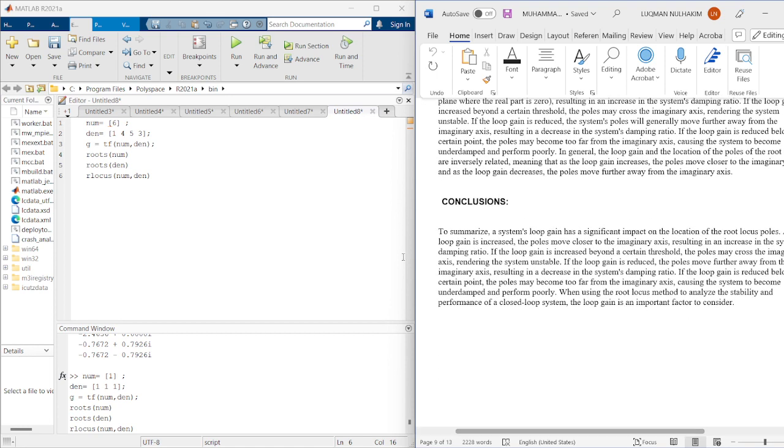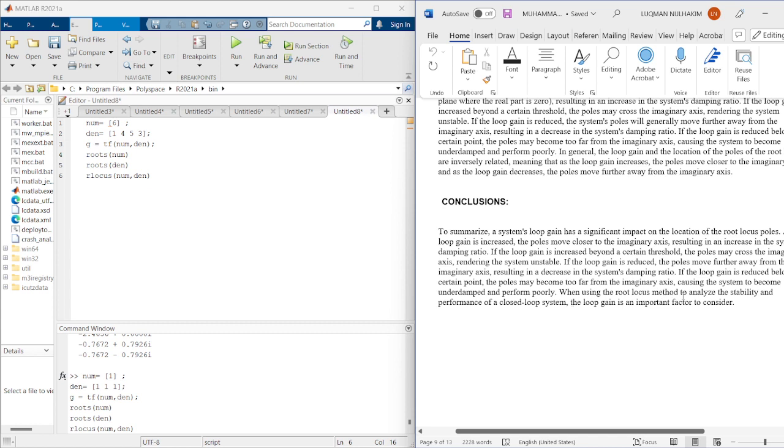So the conclusion: the system loop gain has a significant impact on the location of the locus. As the loop gain increases, the poles move closer to the imaginary axis, resulting in an increase in the system damping ratio. If the loop gain is increased beyond a certain threshold, the pole may cross the imaginary axis, rendering the system unstable. If the loop gain is reduced, the poles move further away from the imaginary axis, resulting in a decreased system damping ratio. If the gain is reduced below a certain point, the pole may become too far from the imaginary axis, causing the system to become underdamped and perform poorly.